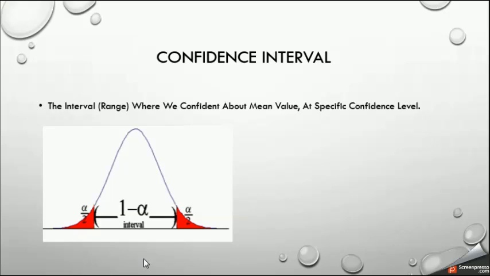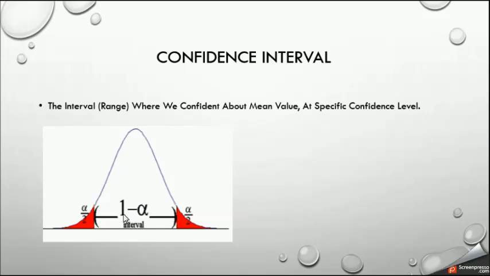Now suppose we have this normal distribution. We have seen that using a confidence level, for example, of 95%, in our case we have a two-sided test. So we have alpha over 2, which is 2.5%, here, and also 2.5% to the left, which is also alpha over 2. In fact, a confidence interval is the range of values around the mean value that we are confident about at a specific confidence level.